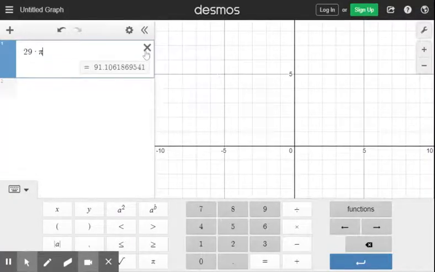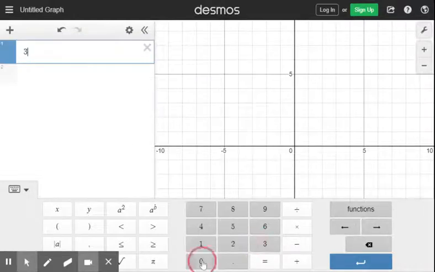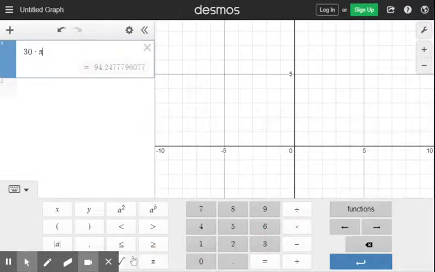And instead of 29 times pi, this time I'm going to do 30 times pi. And again, the pi button is right next to the square root icon on our decimals calculator. Okay, so don't panic. Don't panic.